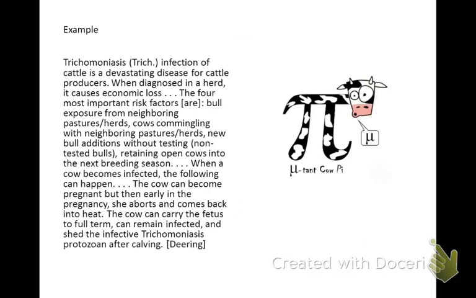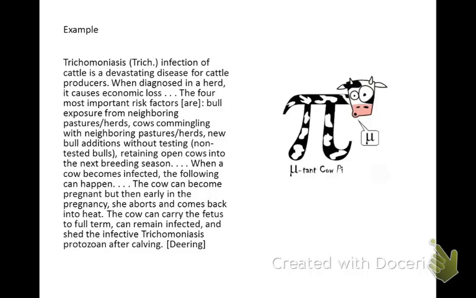For example, trich infection of cattle is a devastating disease for cattle producers. When diagnosed in a herd, it causes economic loss. The 4 most important risk factors are bull exposure from neighboring pastures and herds, cows commingling with neighboring pastures and herds, new bull additions without testing, non-tested bulls, and retaining open cows into the next breeding season.